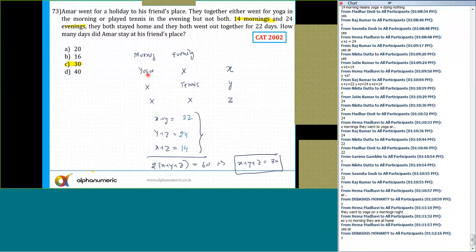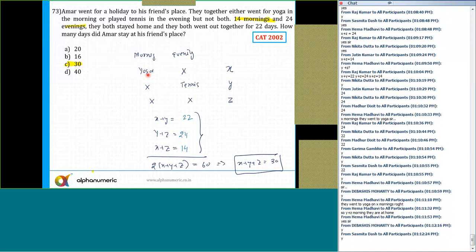When I say 14 mornings, they both stayed at home. So on 14 mornings, if they are staying at home, means what? In the morning, they are either doing yoga or they are not doing yoga. So that is X plus Z, and X plus Z is equal to 14. Is that clear now, Hema? So X plus Z is equal to 14.